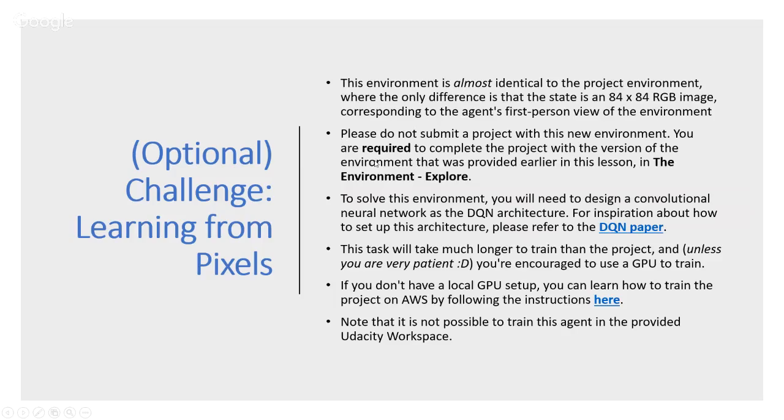Now, I'll talk about the optional challenge. So basically, the optional challenge is using an 84 by 84 RGB image. Do not submit this. It's not required for the project. The first environment is what's required. It will take much longer to train, so either do it on a local PC, or if you've got some free GPU hours, have a go at it.